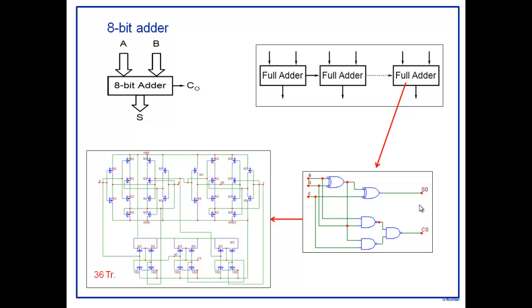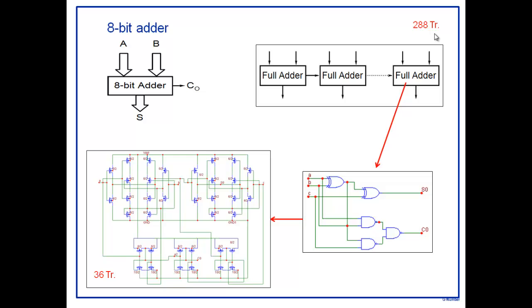There are various ways of implementing it. This particular implementation is not the most efficient, but the number of transistors is 36. So each full adder implemented with these gates, when you translate them into transistors, turns out to be 36 transistors. So your 8-bit adder will become 36 times 8, which is 288. So our entire 8-bit adder circuit is 288 transistors.